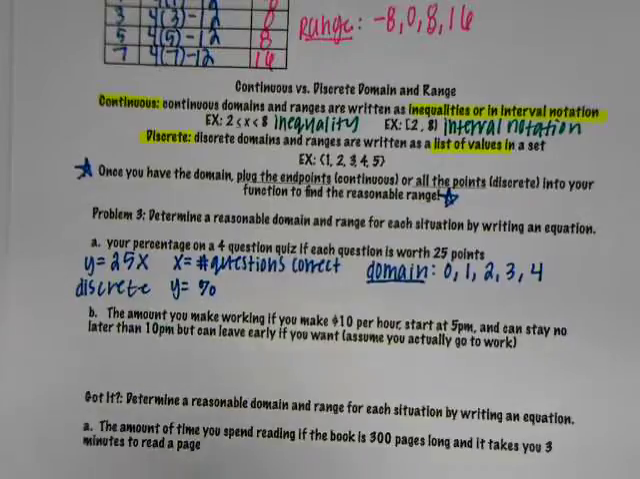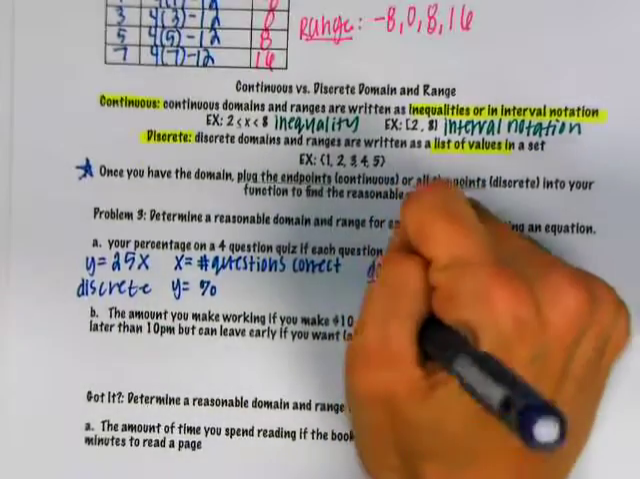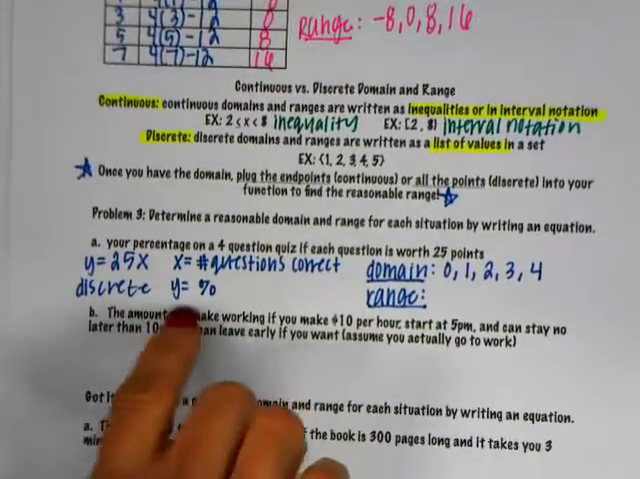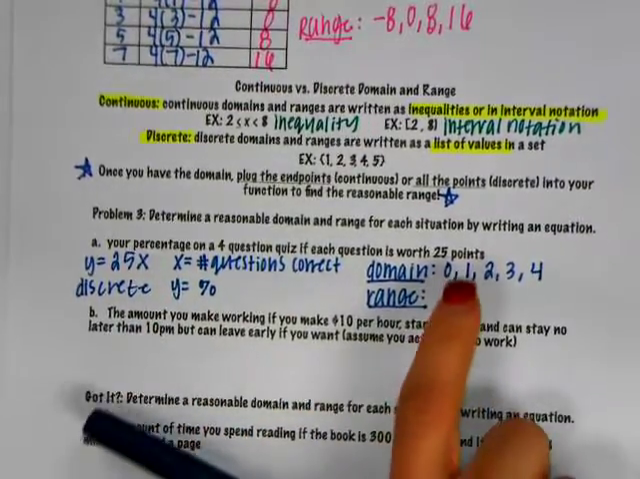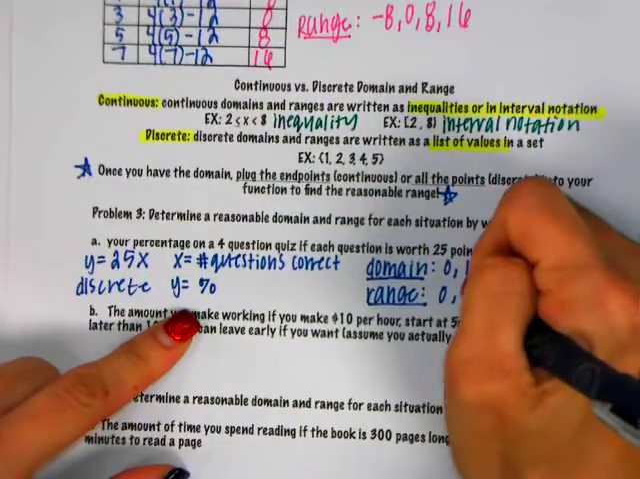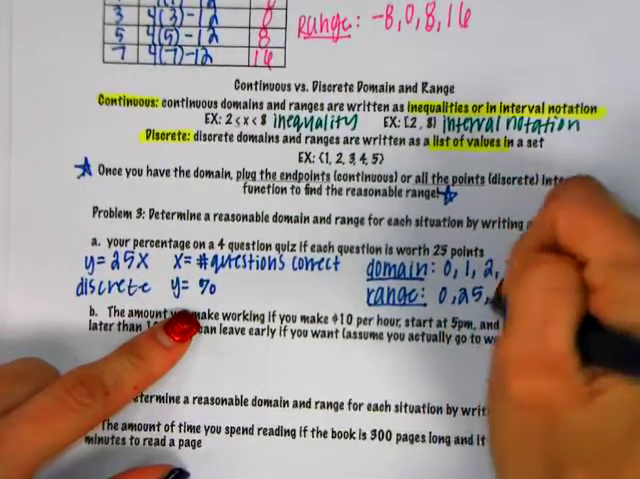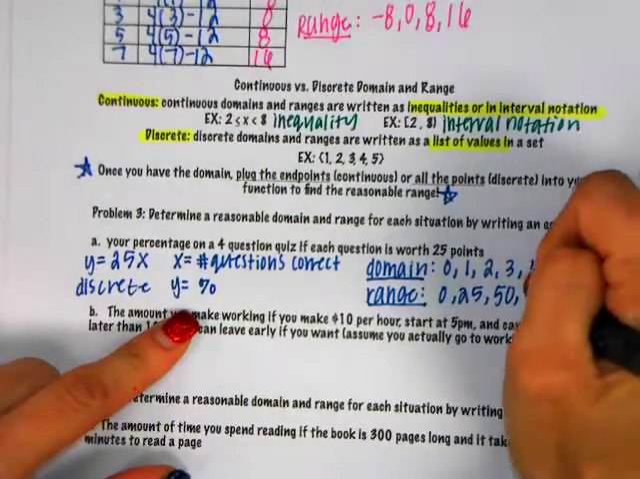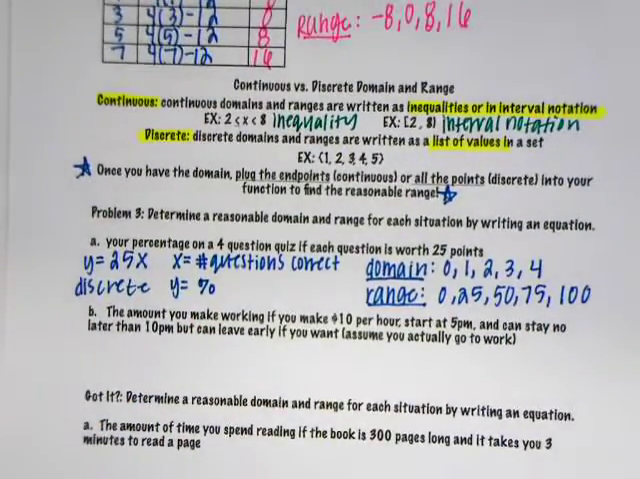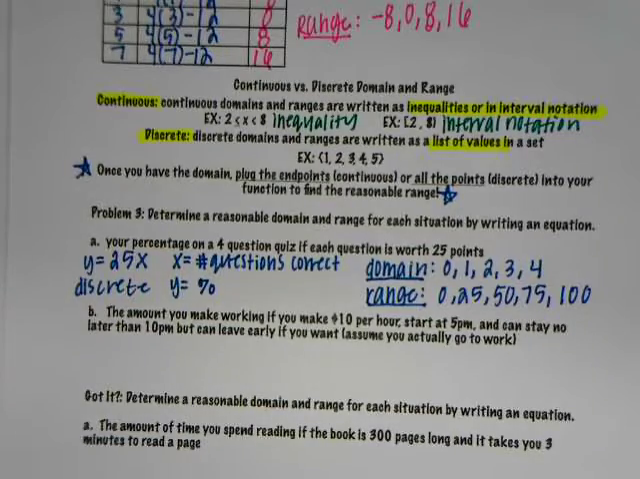Okay? So then for the range, you're now listing out all of the matching percentages for those situations. Okay? So if I get 0 questions correct, what would my percentage be? 0, 25, 50, then, and then, yep. So that's discrete, where you're just listing out every possible value. Okay?